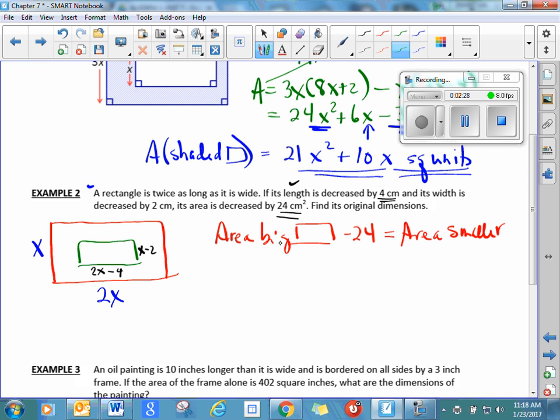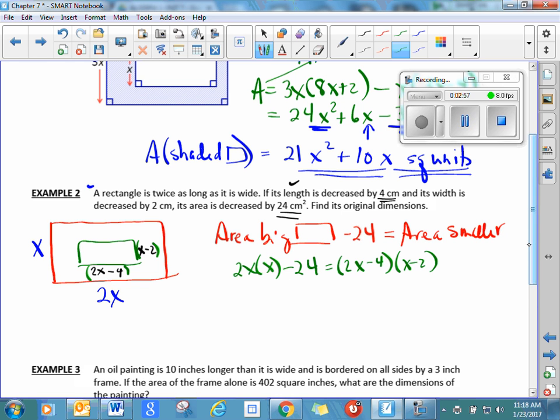So we can calculate the area of the big rectangle, length times width. So it's 2x times x minus 24. And the area of the smaller rectangle, we're going to need grouping symbols. We're going to need parentheses around these because there's more than one term. So again, it's length times width, which is 2x minus 4 times x minus 2. And now we need to just clean this up and solve for x.